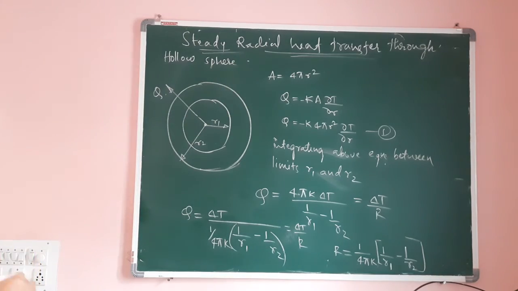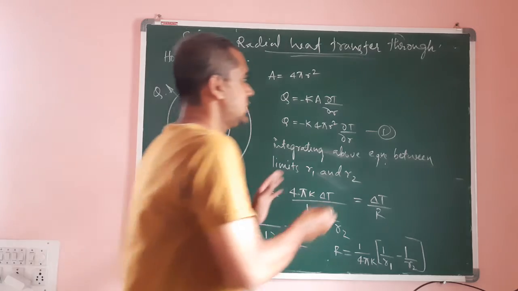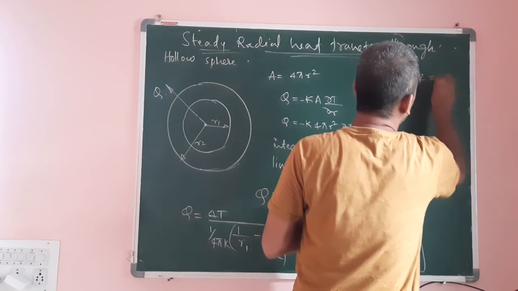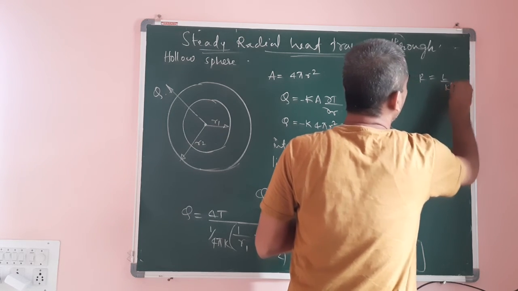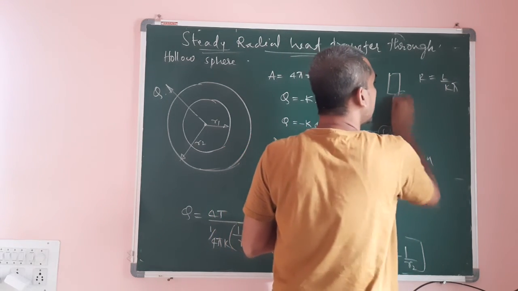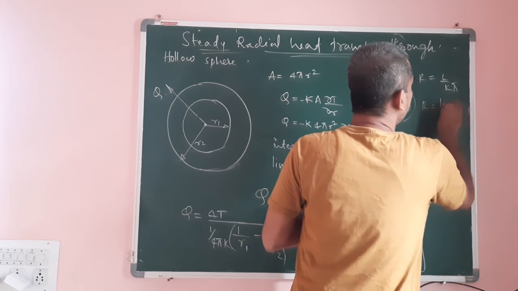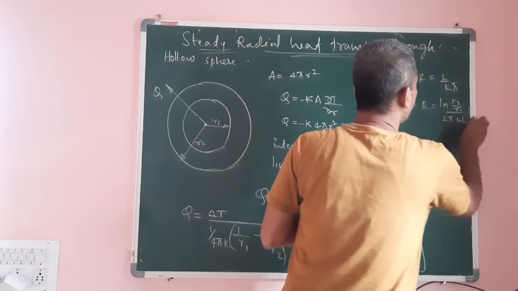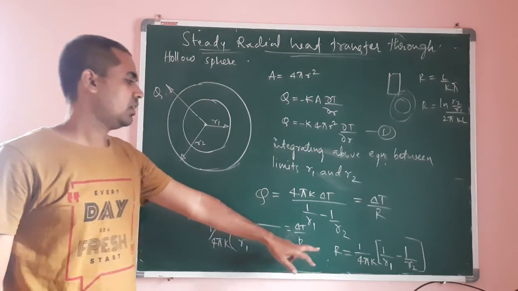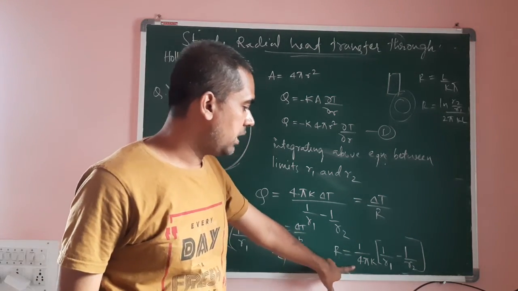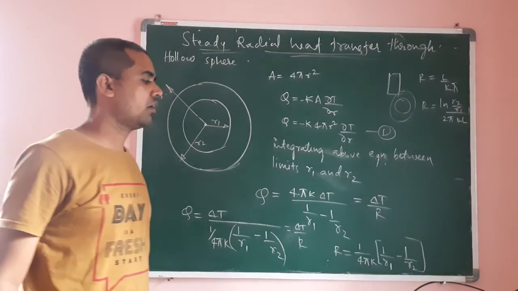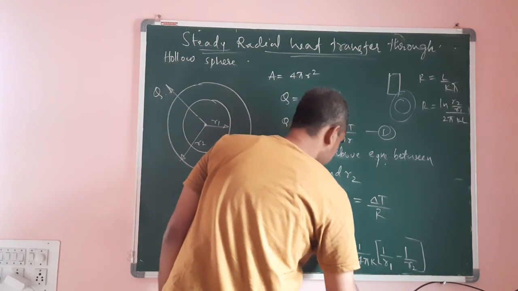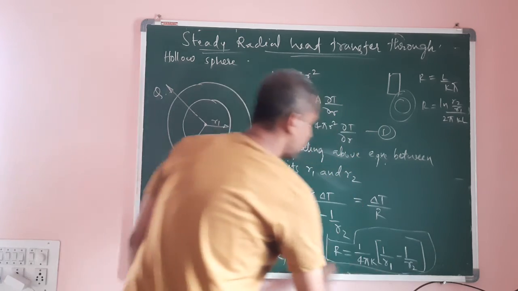Thermal resistance we have discussed. If there is a plane wall, thermal resistance R is equal to L divided by K. If there is a cylinder, thermal resistance R is equal to ln of r2 divided by r1 divided by 2 pi K L. If there is a sphere, thermal resistance is equal to 1 divided by 4 pi K into 1 by r1 minus 1 by r2. This is the thermal resistance for a sphere.